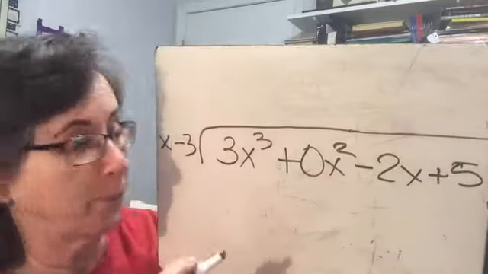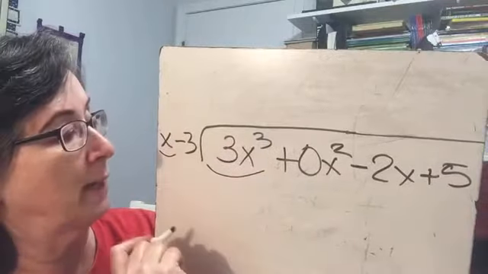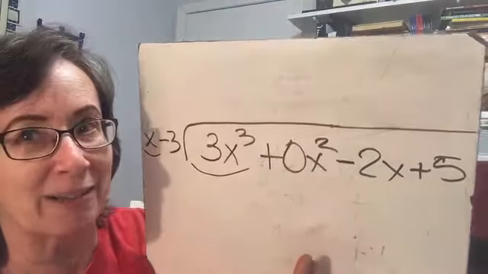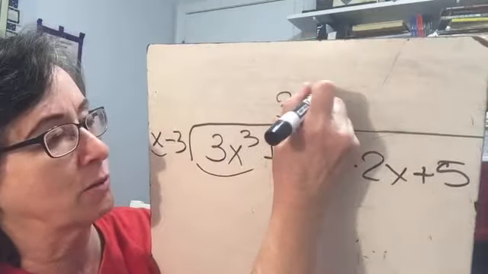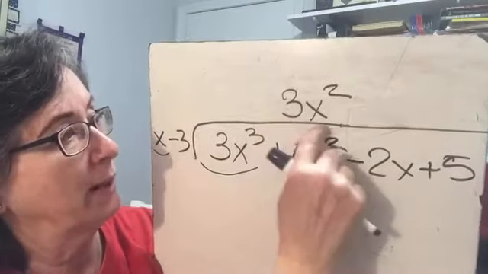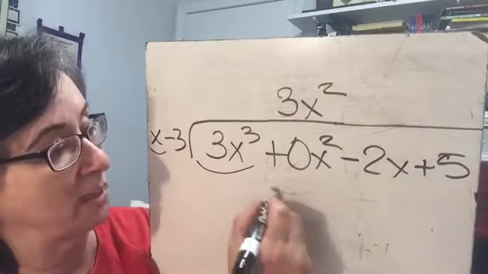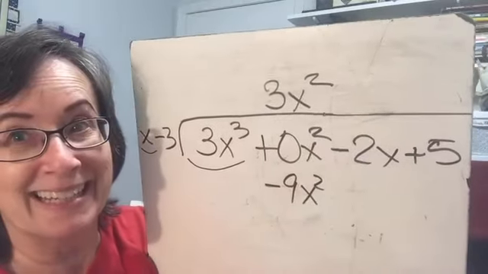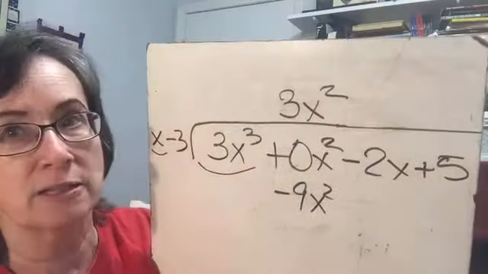And here we go. First goes into first. 3x cubed divided by x is 3x squared. We put it in over the x squared column, which we provided. So 3x squared. Now I multiply. 3x squared times a negative 3 is a negative 9x squared. I needed this dummy column again, didn't I? I needed an x squared spot. 3x squared times x is 3x cubed.